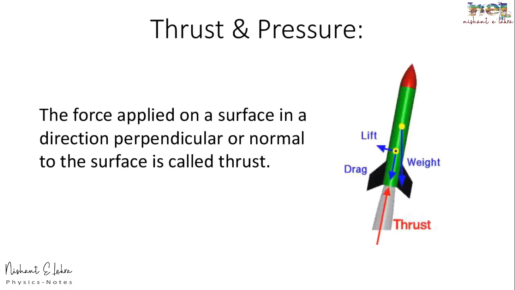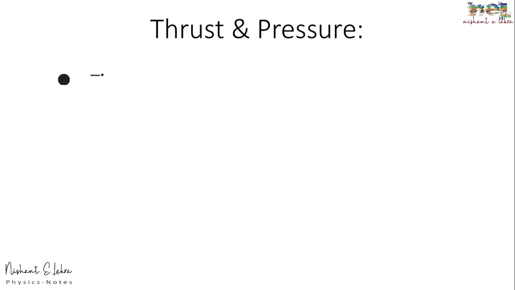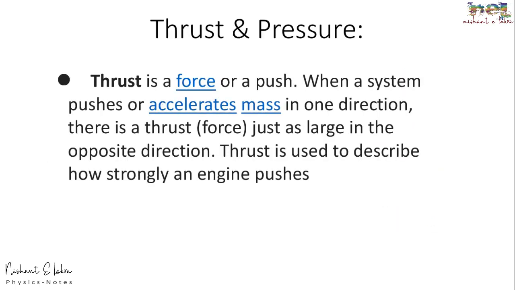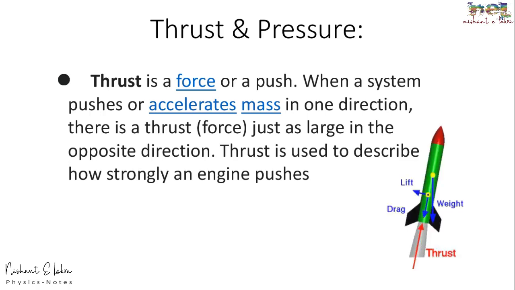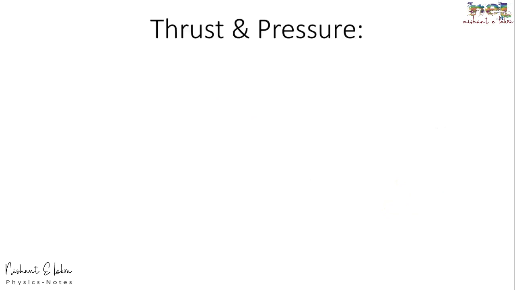Like for example, the push of the rocket, that is in one direction, and that force that pushes the rocket up is the thrust. Now thrust can also be said as a force or a push when a system pushes or accelerates mass in one direction. There is a thrust or force just as large in the opposite direction. Okay, remember that it will be same in the opposite direction. Thrust is used to describe how strongly an engine pushes. Like you can see on the right hand side of your screen, how much is the thrust to push the rocket up?